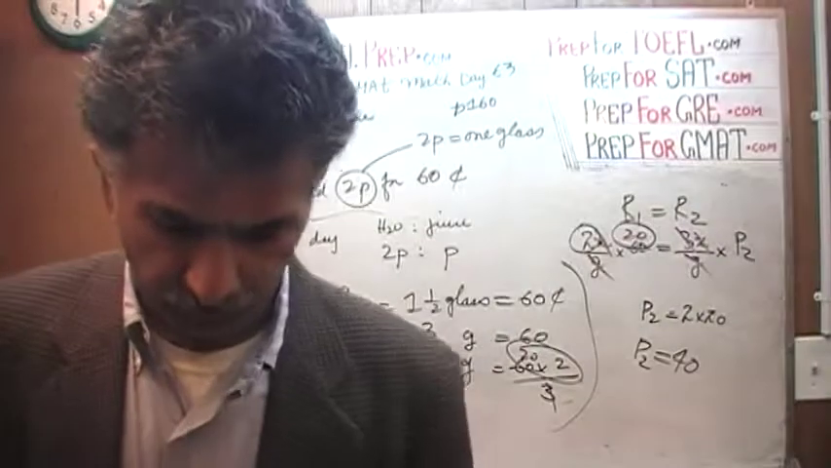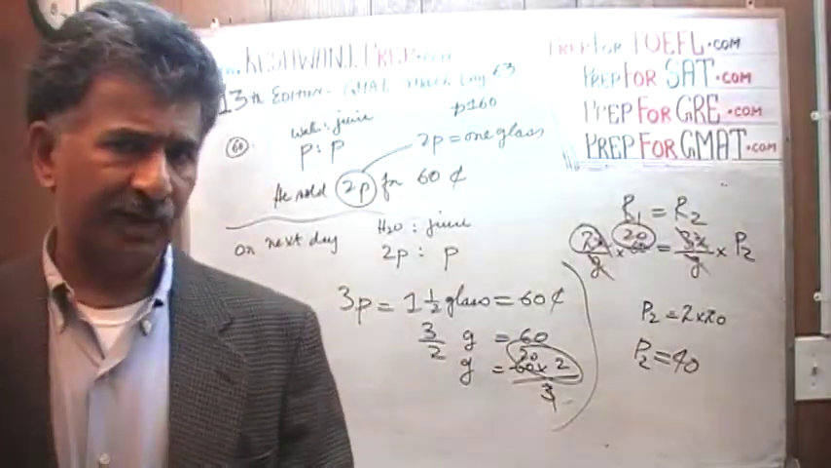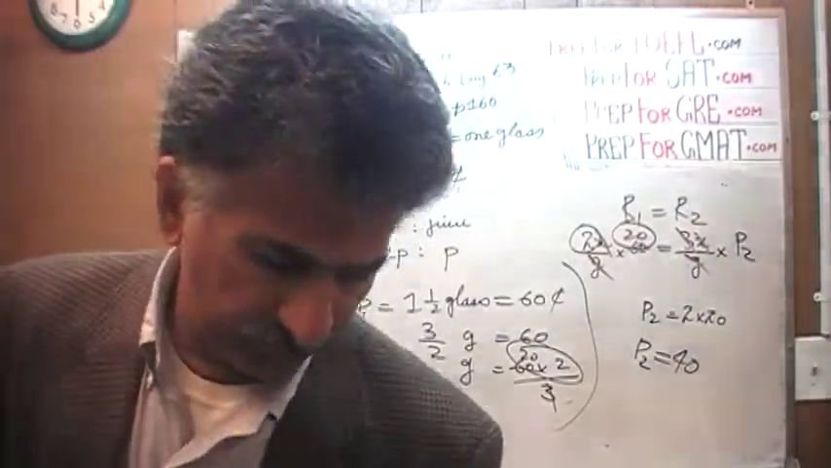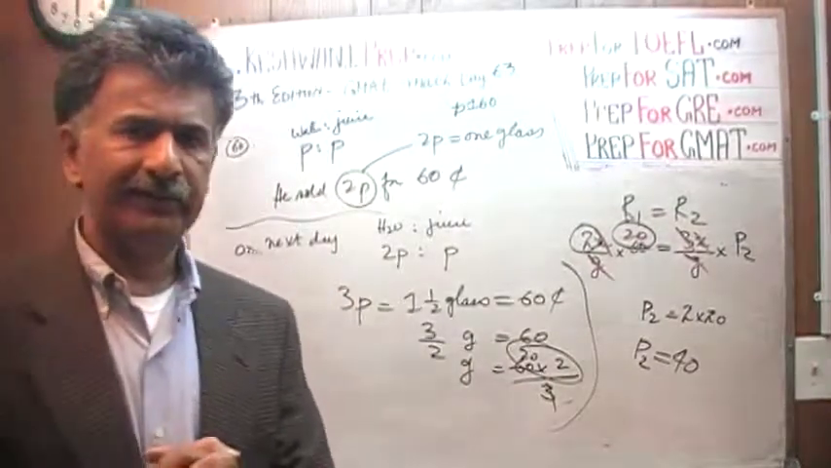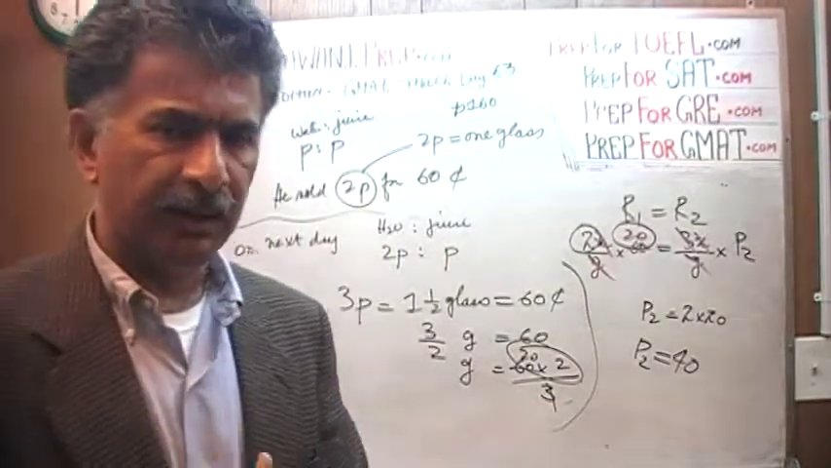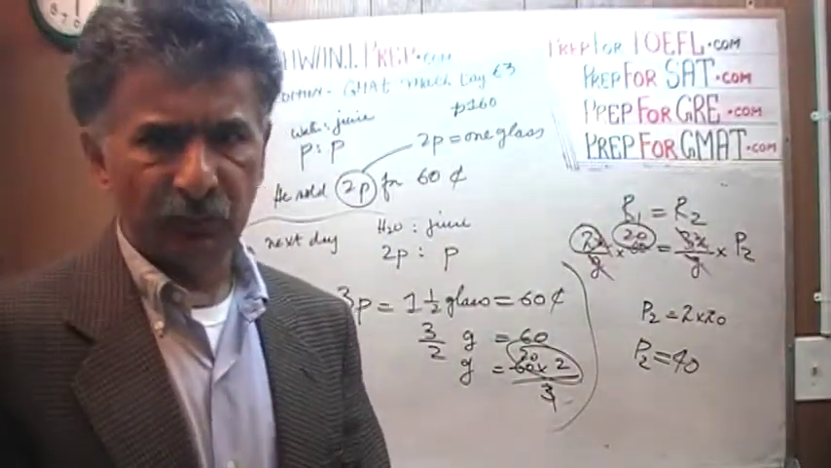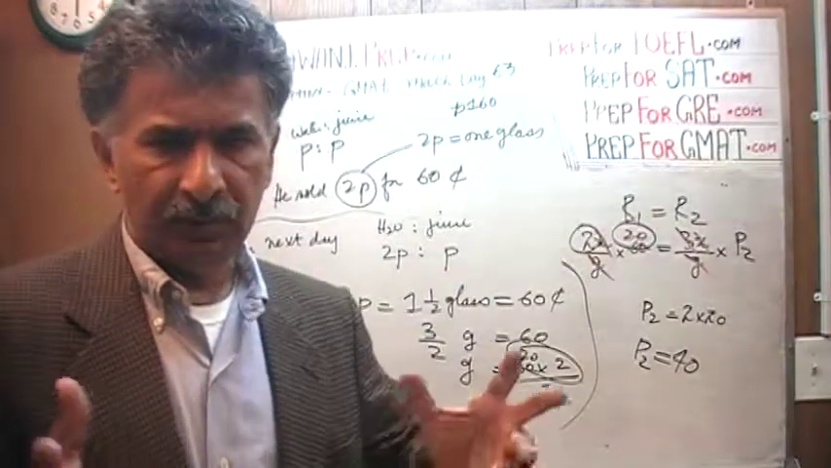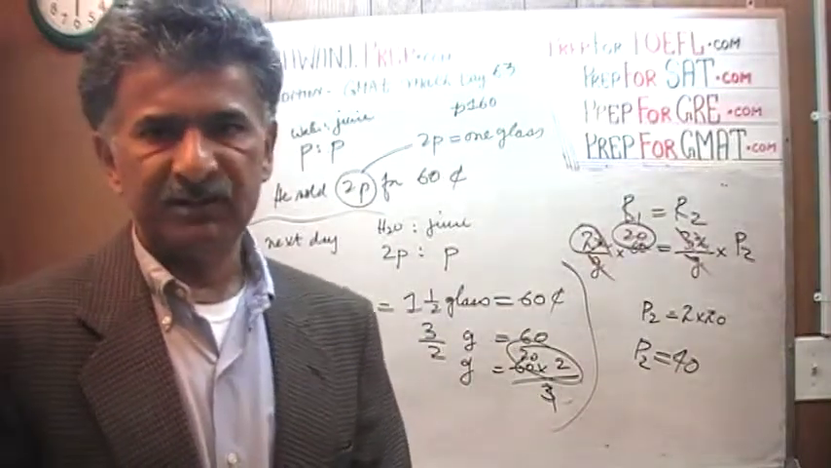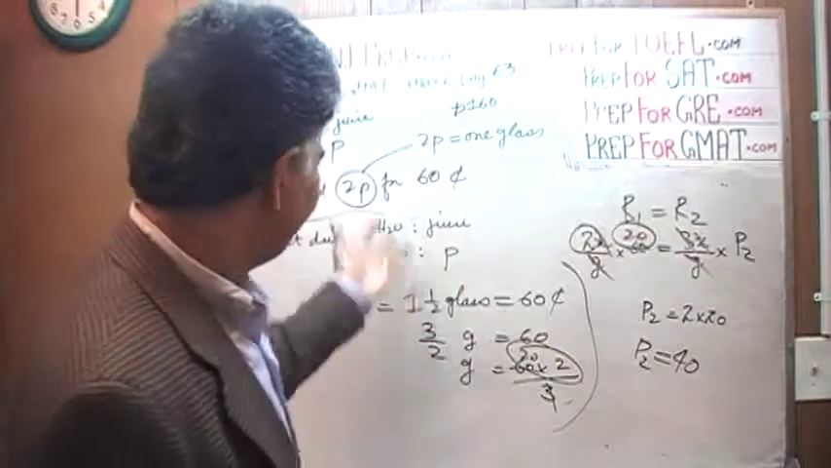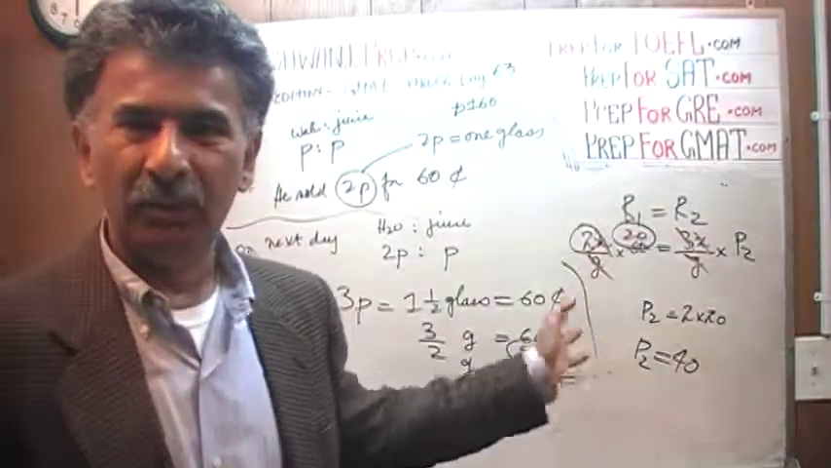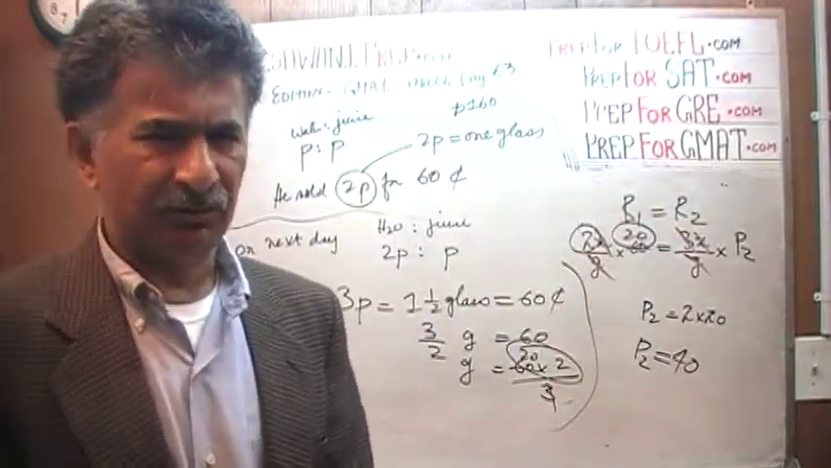He must have sold it for 40 cents because he's selling 1.5 glass today as opposed to yesterday when he sold only 1 glass. And if he's selling 1.5 glass for the same amount of money, he must be charging 40 cents for the full glass and another 20 cents for half a glass. Hence making it 60 cents. That's it. So this is another way of doing it instead of doing the mumbo jumbo that we did before. It was too much work.